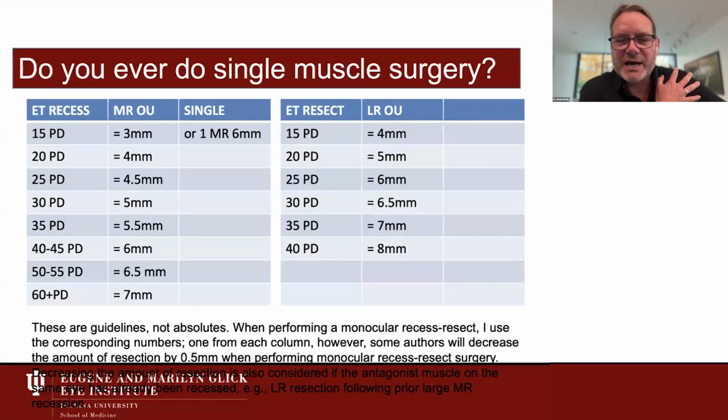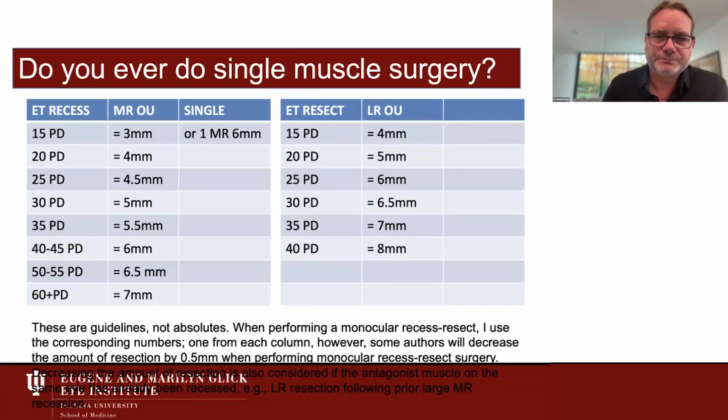And you'll notice that there's really not a table for single muscle resections. A lot of people have looked at this. You will find tables or guidelines out there. I've looked at this in my own practice, and I found that the single muscle resections were pretty variable. And so while I will use that as a follow-up surgery for some people, for primary surgery for a horizontal deviation, I would not say that I do that very often.